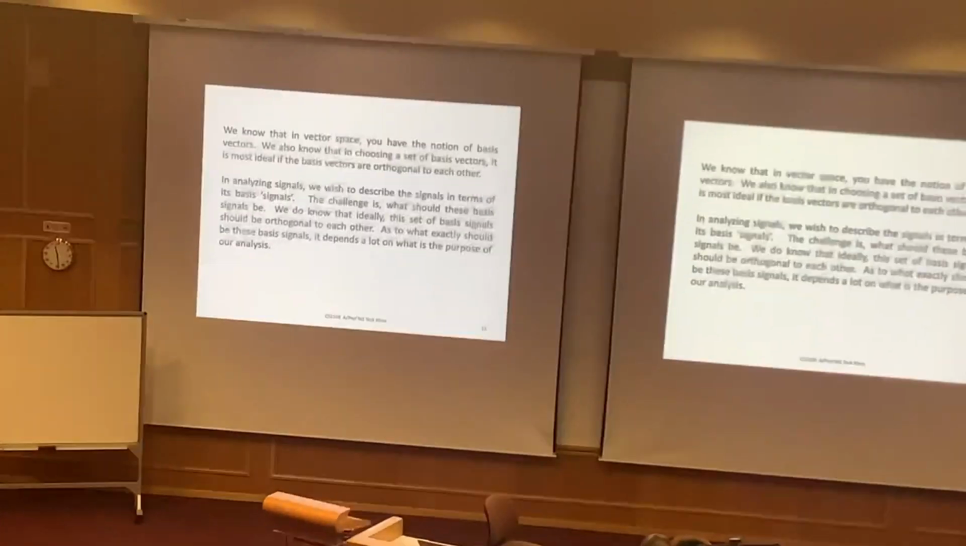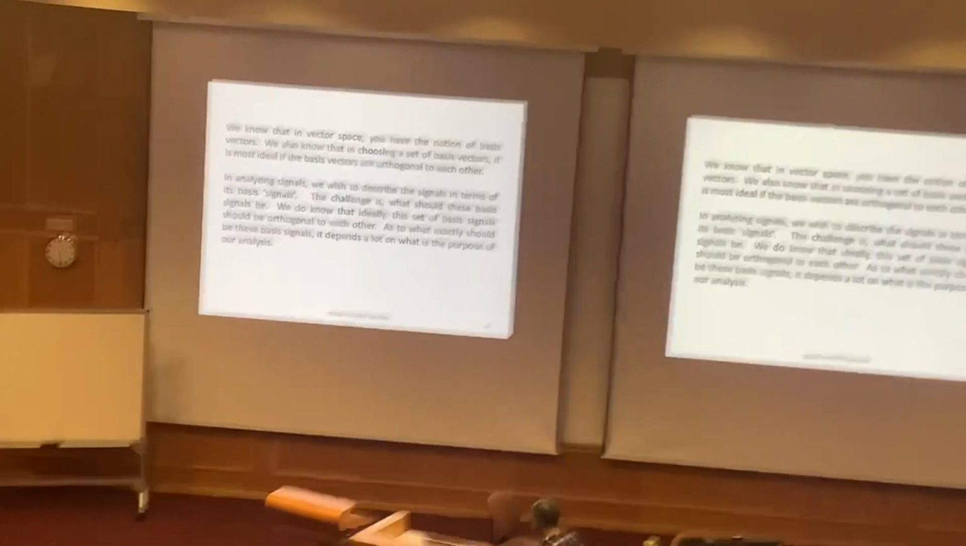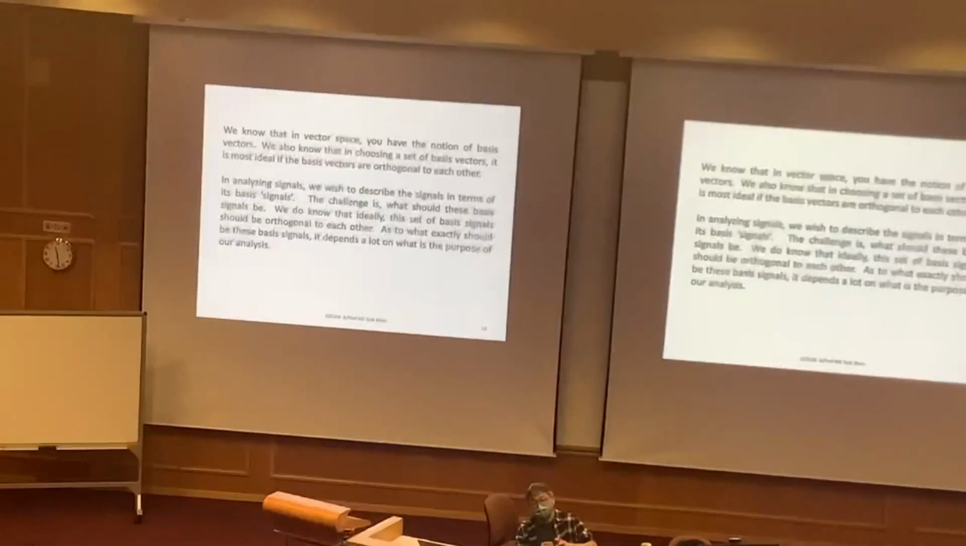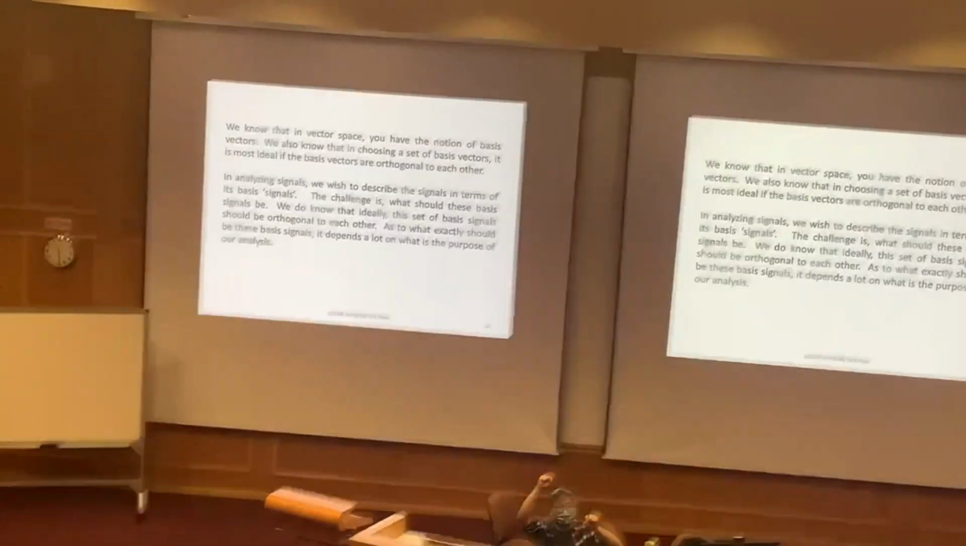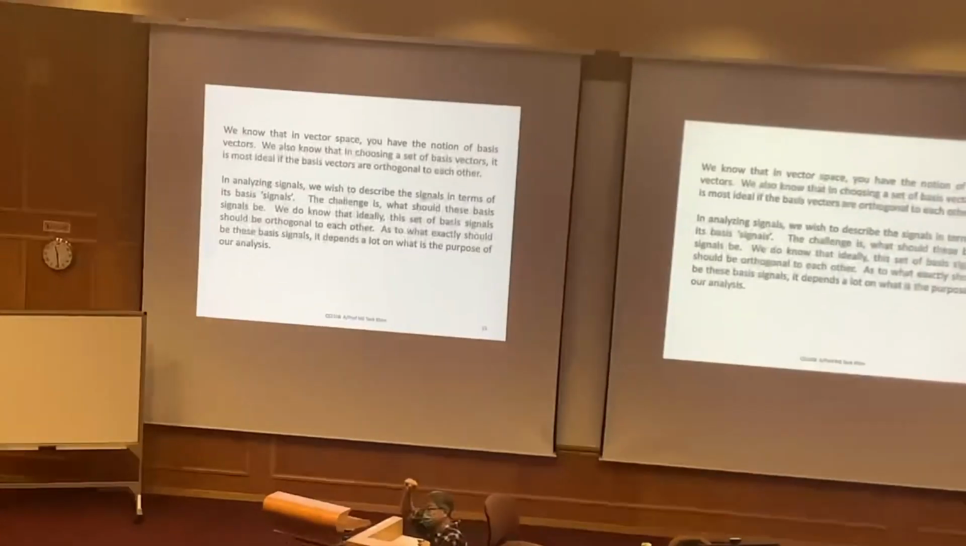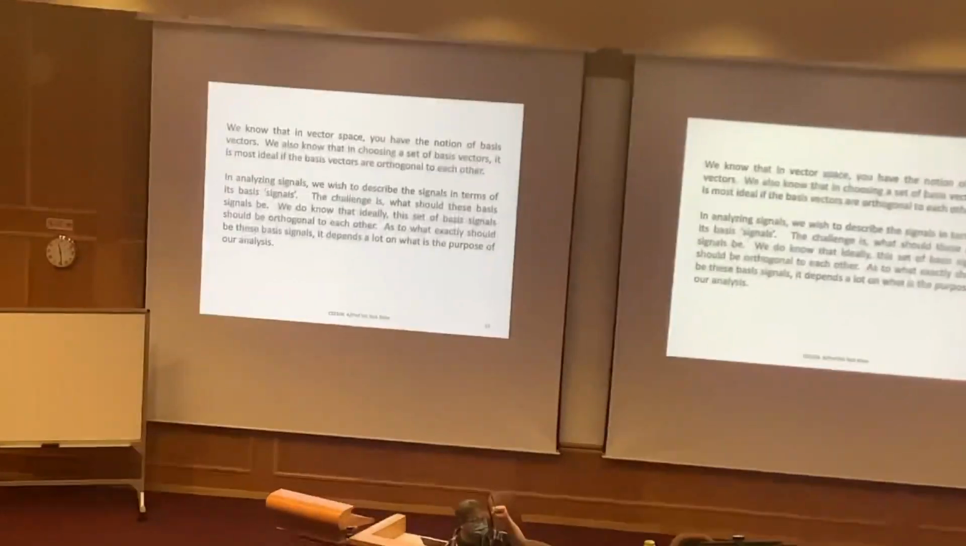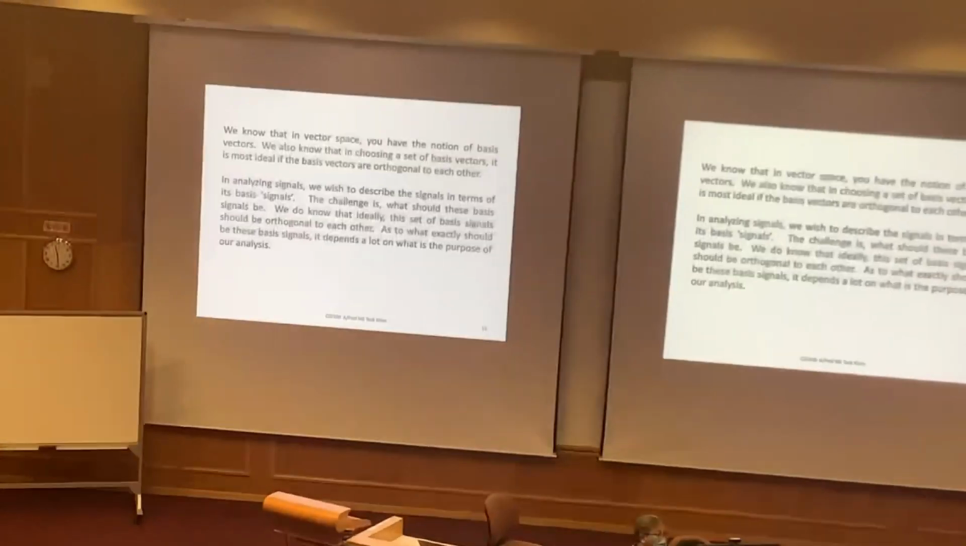We do know that ideally this set of basis signals should be orthogonal to each other, and what exactly these signals should be depends a lot on the purpose of our analysis. Now, I keep on saying x and y axis, and x, y and z axis, to represent a point in the space. That is the location. When you want to represent a location in space, you use x, y, z axes, and that is because you are interested in space.